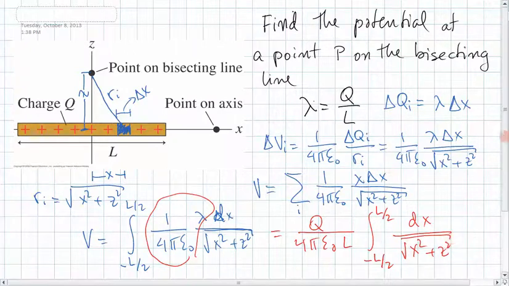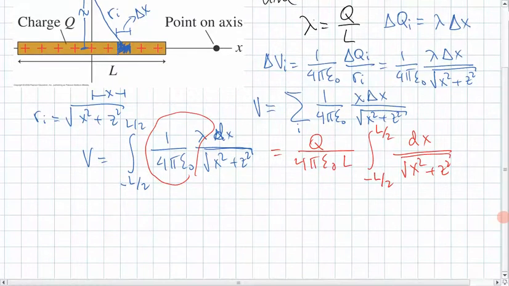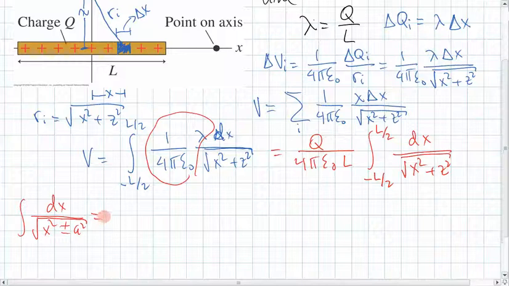So in the appendix, in Appendix A in your book, we have that the integral of dx over the square root of x squared plus or minus a squared, right, is equal to the logarithm of x plus the square root of x squared plus or minus a squared. Okay, so that is what is in your book. So we can use this result here.